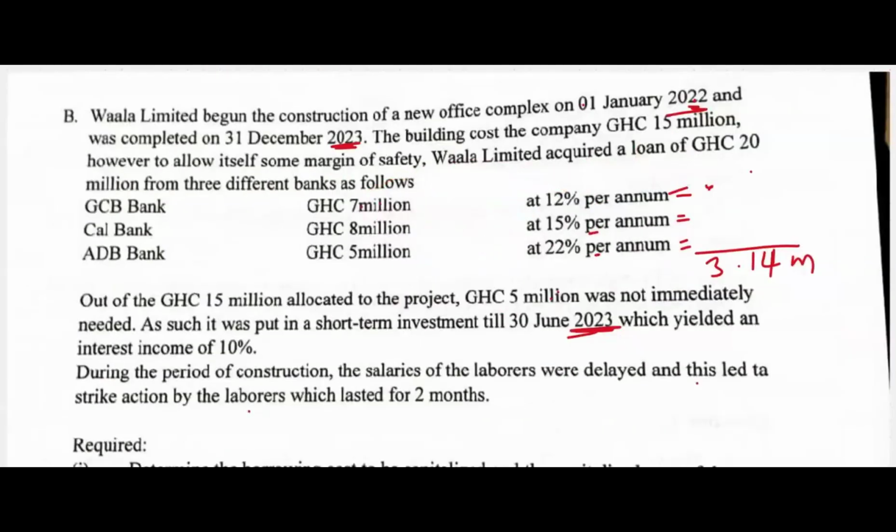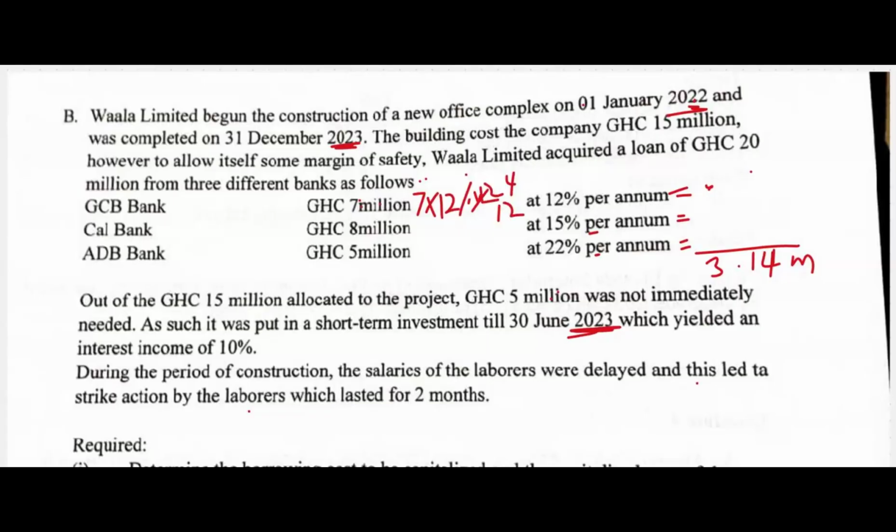So each of them, you make it 7 million, 7 times 12% times 24 over 12. Though it's for 2 years, we are reporting in a particular year. So whether it's the first or second year, it should be the same. Then the next one is 15% times 8 million times 24 over 12. Then the last one also.